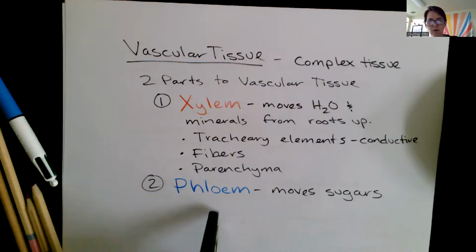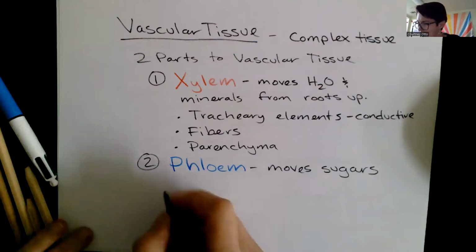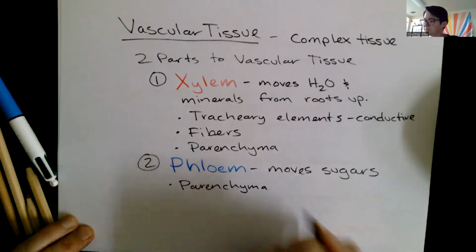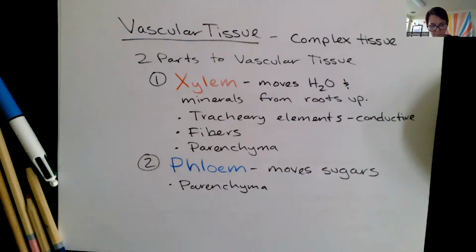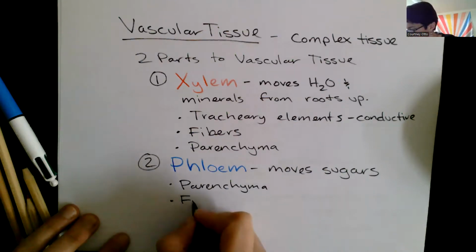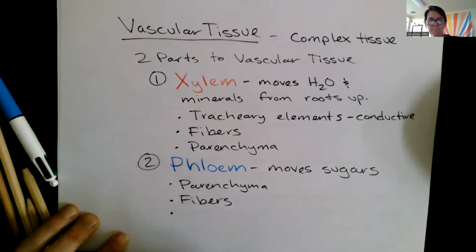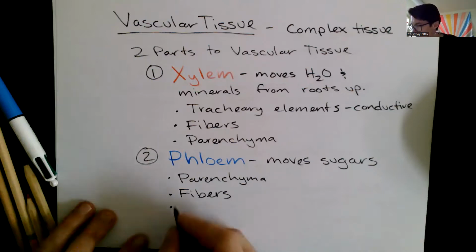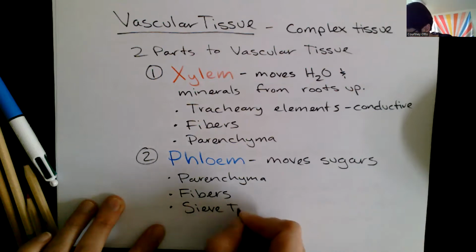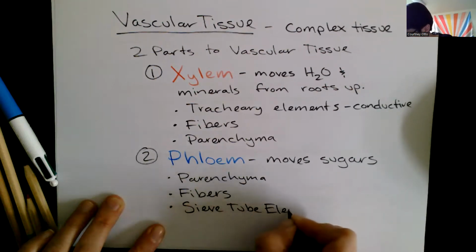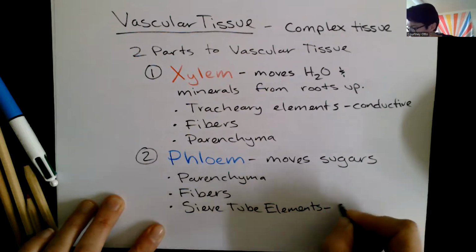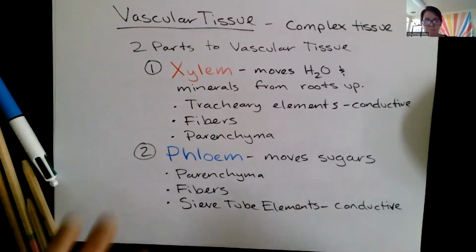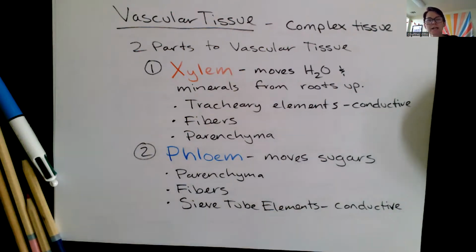As far as the cells inside the phloem tissue that are accomplishing that function, well, we're going to have parenchyma cells that, just like in our xylem, can be used as some storage inside the phloem. We can find fiber cells for support, but the cells that are actually doing the work of the phloem tissue are what we call sieve tube elements. And so these are the conductive cells of the phloem.